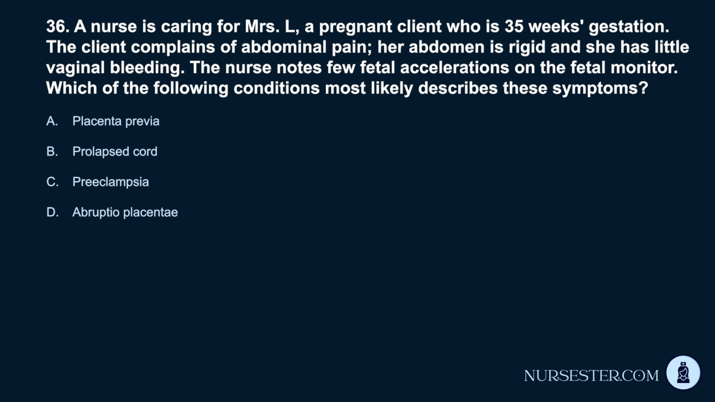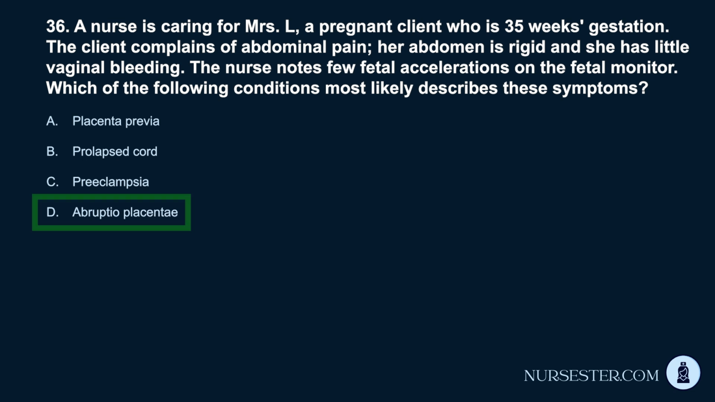36. A nurse is caring for Mrs. L, a pregnant client who is 35 weeks gestation. The client complains of abdominal pain, her abdomen is rigid and she has little vaginal bleeding. The nurse notes few fetal accelerations on the fetal monitor. Which of the following conditions most likely describes these symptoms? A. Placenta previa. B. Prolapsed cord. C. Preeclampsia. D. Abruptio placentae.